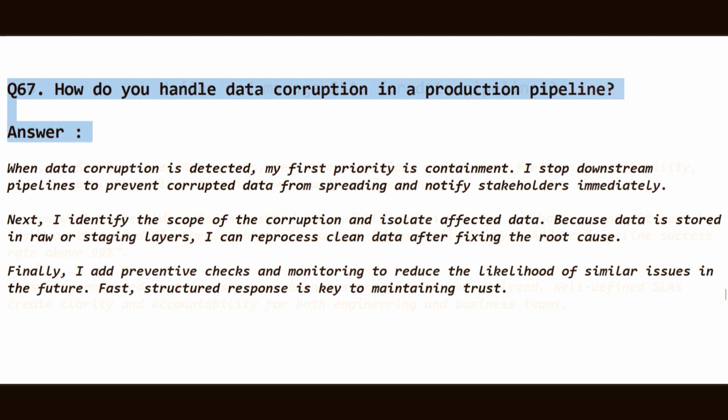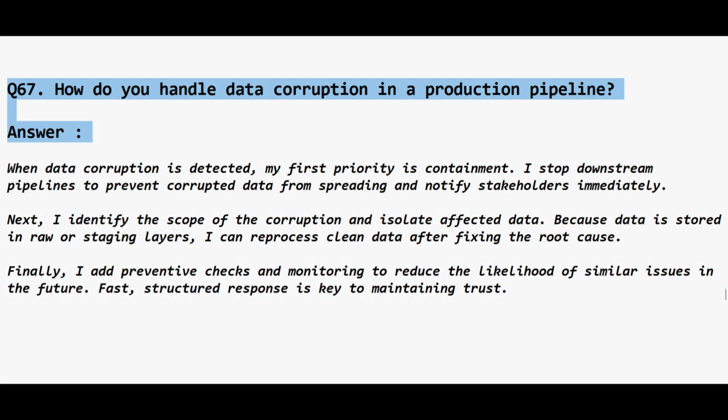Question 67. How do you handle data corruption in a production pipeline? Answer. When data corruption is detected, my first priority is containment. I stop downstream pipelines to prevent corrupted data from spreading and notify stakeholders immediately.